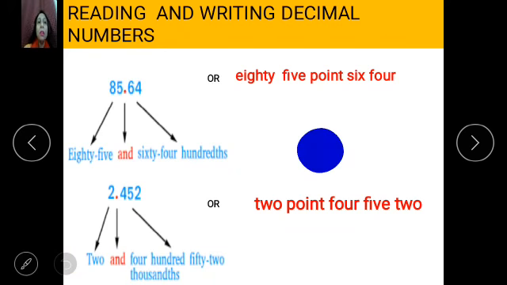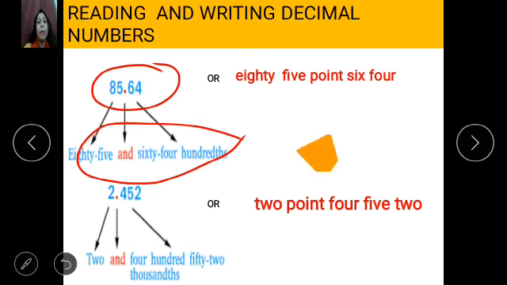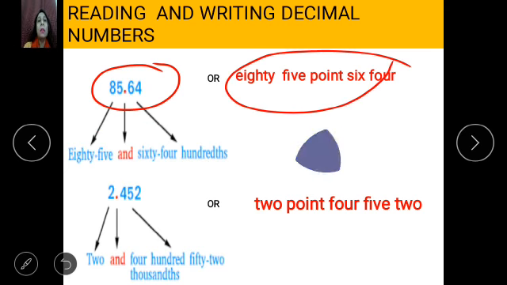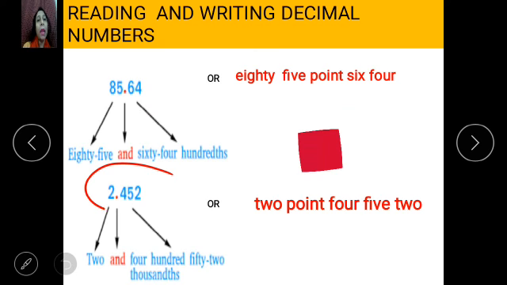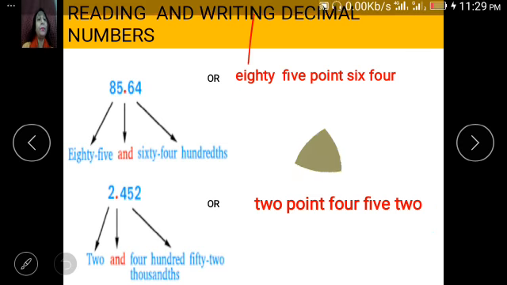So here, reading and writing decimal numbers. I have taken one number, 85.64. So, 85 and 64 hundredths. Is that clear? Like that you have to write, or you can write it like that: 85.64. Now come to the next. One more number I have taken, 2.452. So you can write 2 and 452 thousandths, or 2.452. Like that you can write. Is that clear, children?